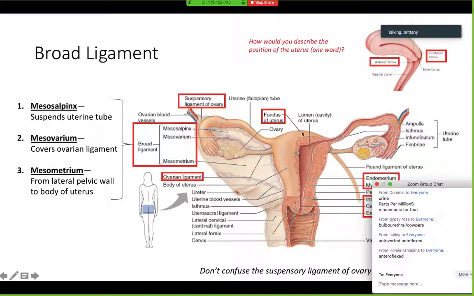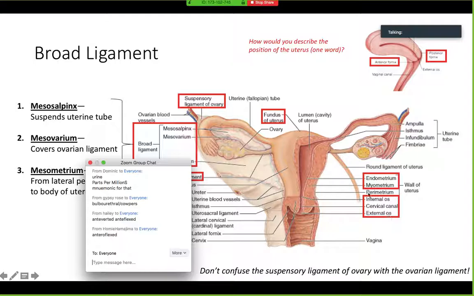And then, up here you have the fundus of the uterus, and then endometrium. If you've heard of endometriosis, it's referring to the endometrium of the uterus. And then myometrium, this thick layer. It's probably more of a histo question here. And then also your cervix. Within your cervix, you have an internal os and an external os.